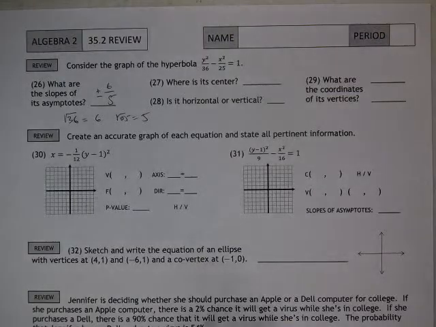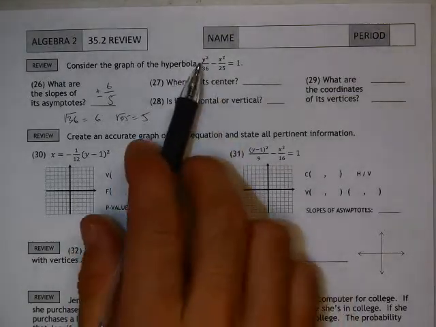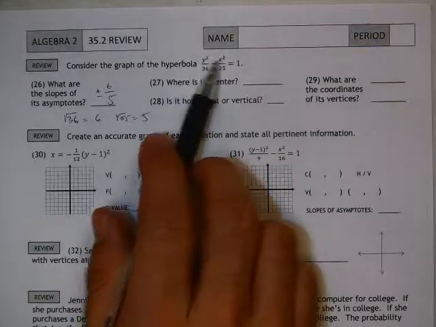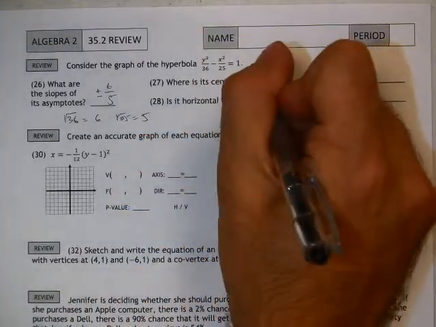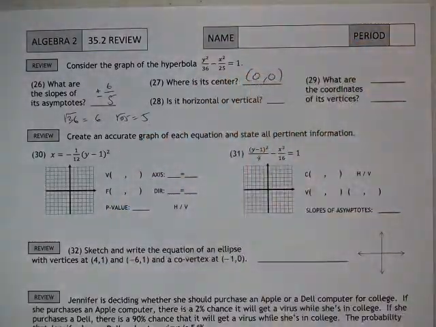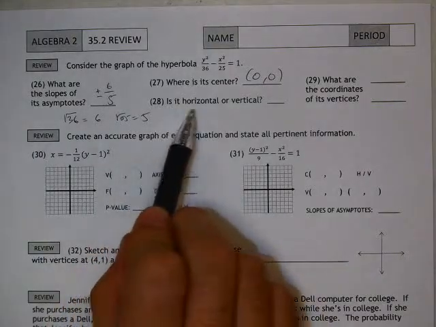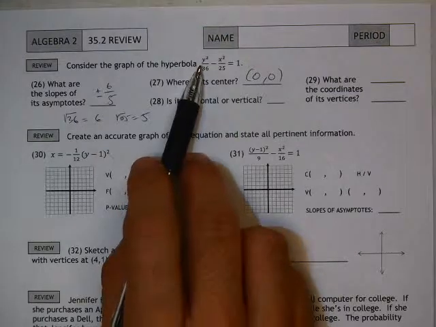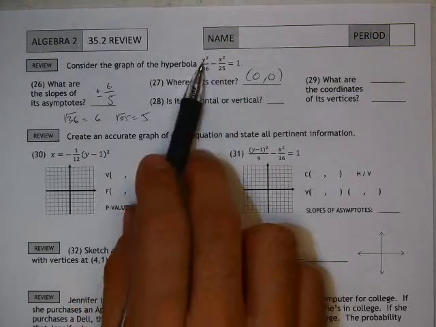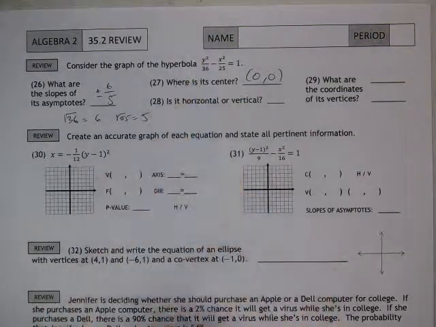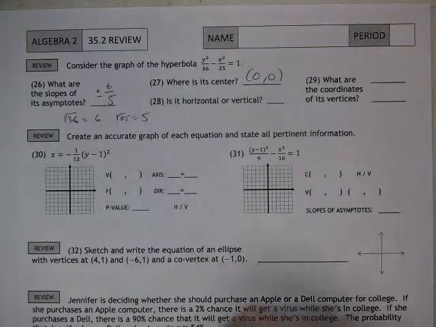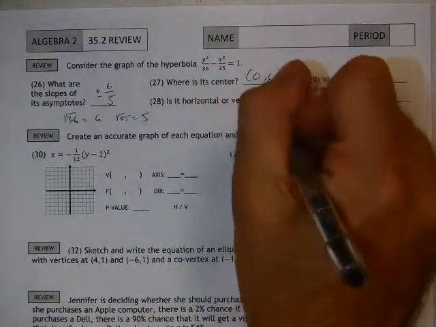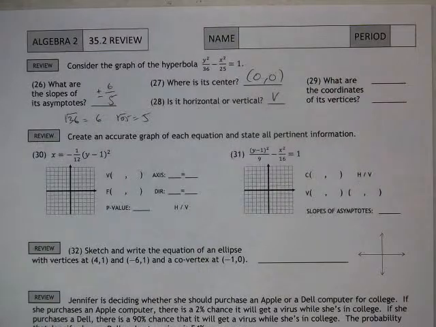Number 27 asks for the center. And since there are no parentheses, there's no plus or minus anything with the x's and y's, that's going to be at the origin at 0, 0. 28, is it horizontal or vertical? We look at the first variable to determine this. Since the y is first, that represents the y-axis going up and down, which means our graph would be vertical.